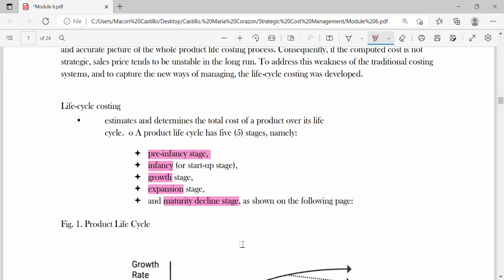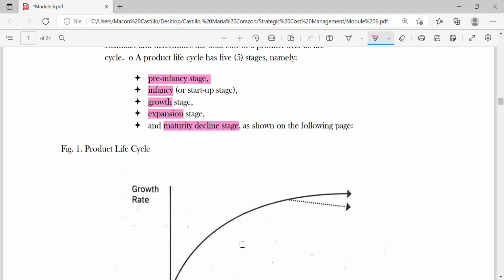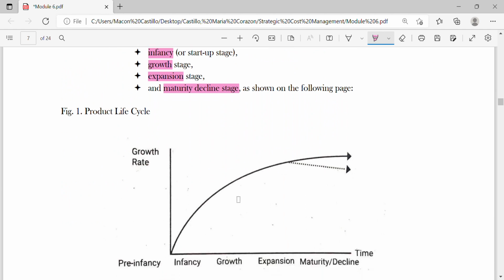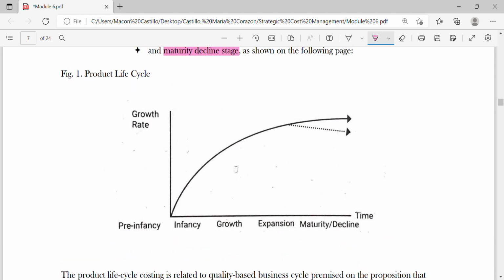So if you will look at the product, prior to its production, there are activities that are being done. When it is being introduced in the market, it will reach its growth stage, it will reach its maturity stage, up to the point that it will decline. So this is the illustration of the different stages in the life cycle.